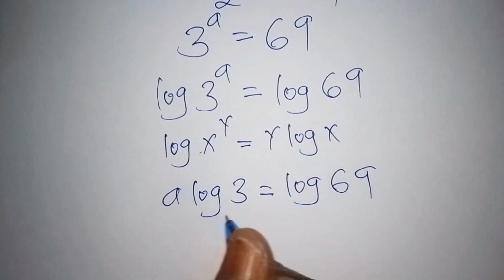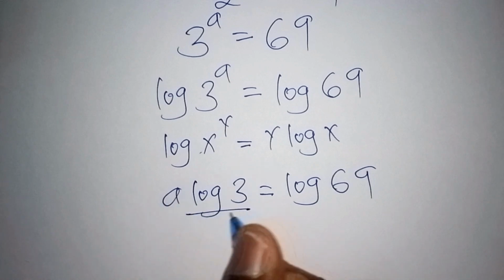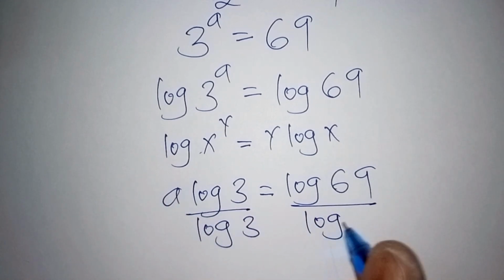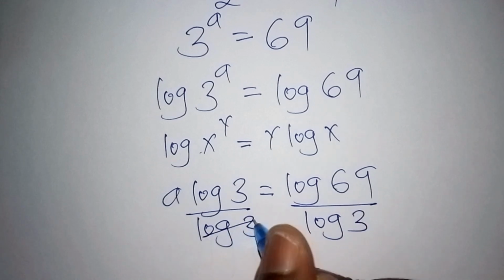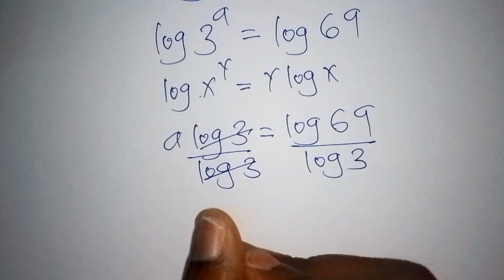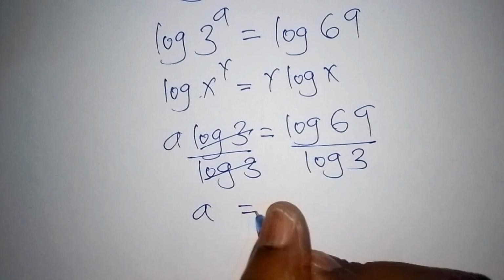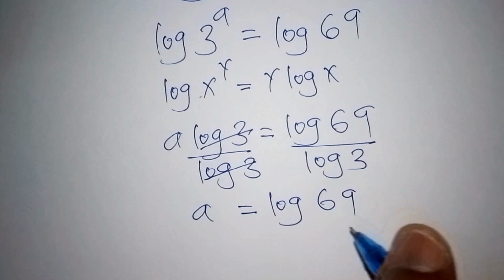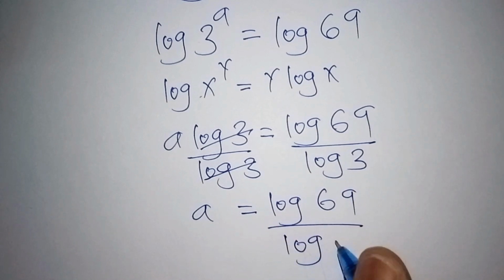So from there now, for us to remain with a on this other end, we shall divide both sides by the log of 3, this side also by the log of 3. So the log of 3 and the log of 3 cancel. So now we shall have our a. So now our a is equals to the log of 69 all over the log of 3. So this one is not our answer.